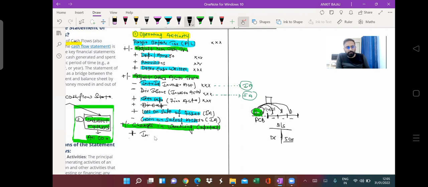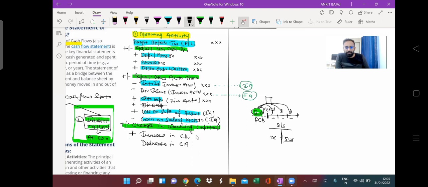increase in liability. We will be adding increase in current liability, and also we will be adding decrease in current assets. Right? Decrease in current assets.